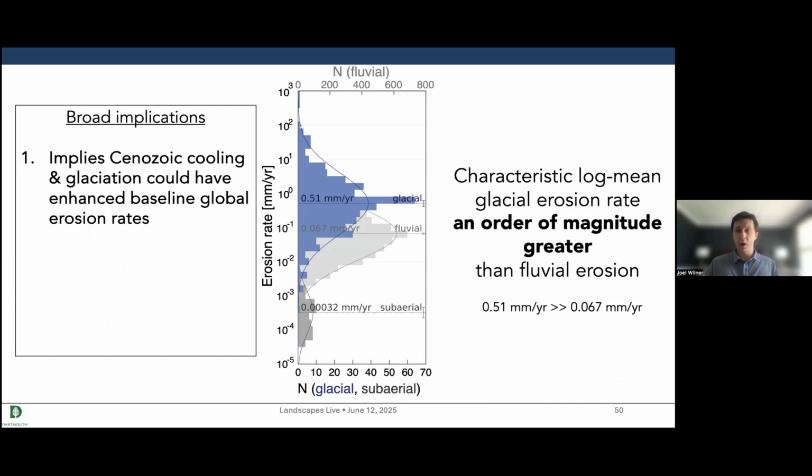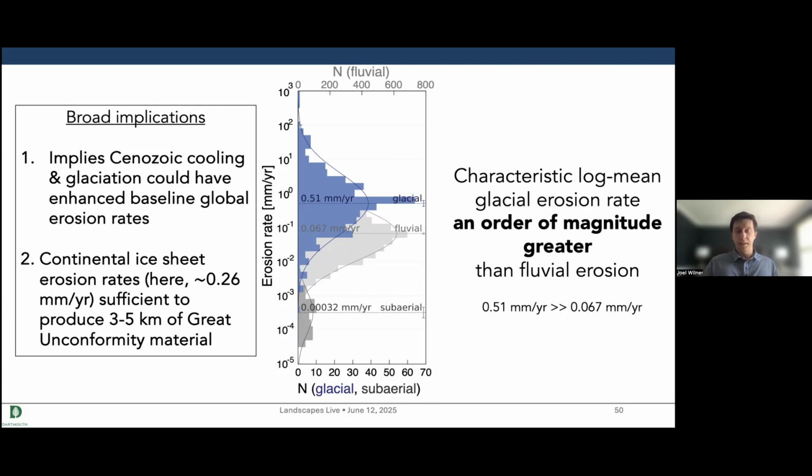So recall that we have this characteristic log mean erosion rate of glaciers that's an order of magnitude greater than that of fluvial erosion. And this has a first order implication that Cenozoic cooling and glaciation very well could have enhanced baseline global erosion rates. If you have cooling, you necessarily have glaciation, and here we've shown that glaciers are more efficient erosive agents than rivers, then you would expect to have more erosive products that make their way into the ocean.